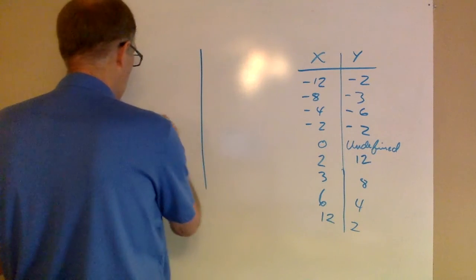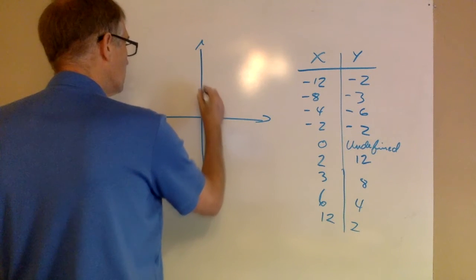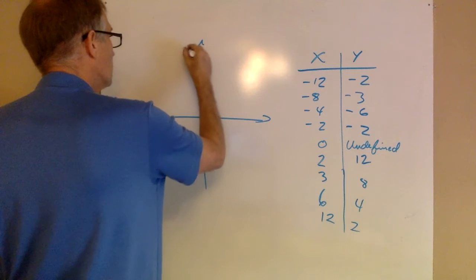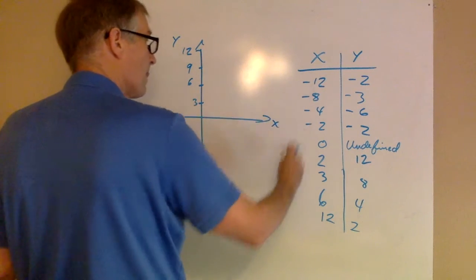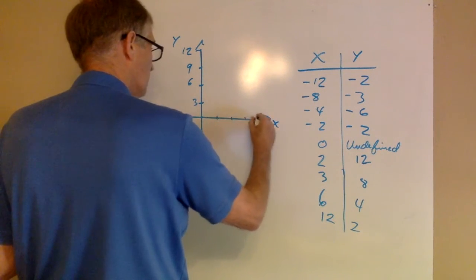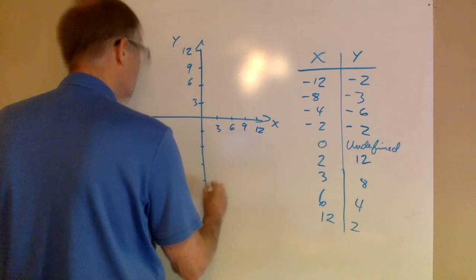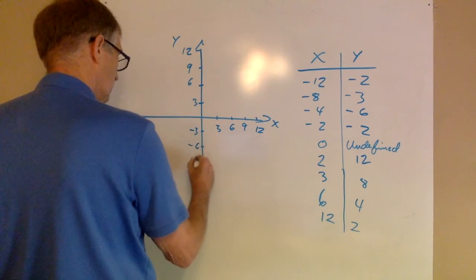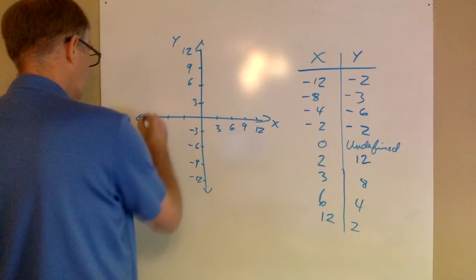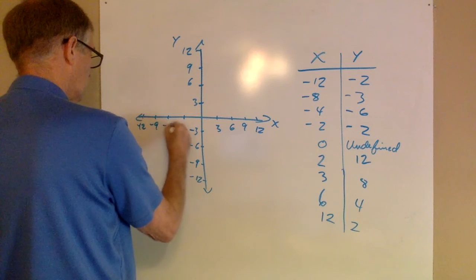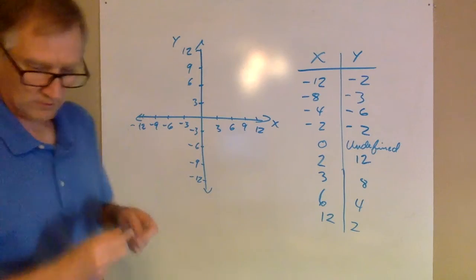I'm going to go up by 3s: 3, 6, 9, 12, and negative 3, negative 6, negative 9, negative 12 on each axis. Okay, let's just graph it and see what this looks like, and then we'll be done.